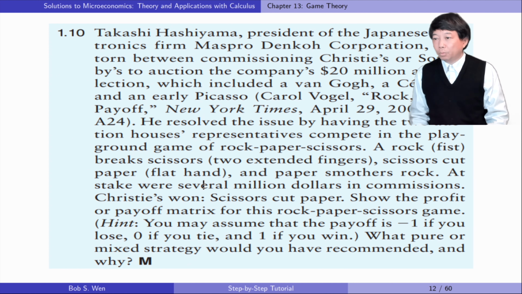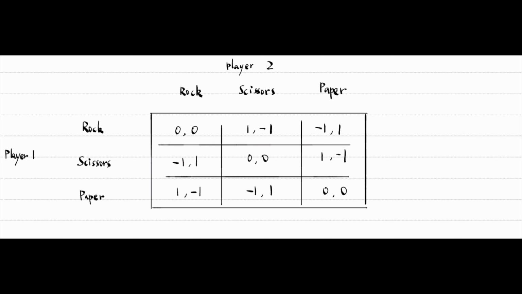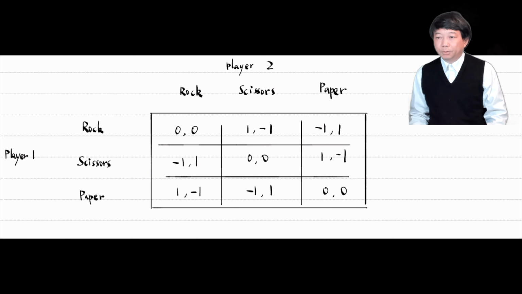Let's go to exercise 1.10. We will show the payoff matrix for the rock, paper, scissors game. What pure or mixed strategy would you have recommended and why? It is a static game of complete information.